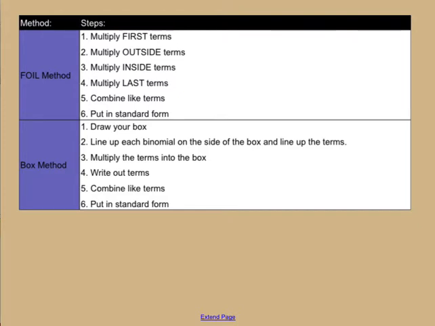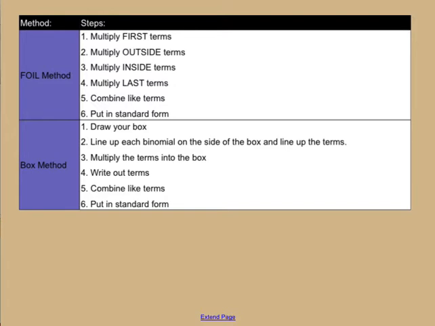The first is what we call the FOIL method. With the FOIL method, you're going to multiply first, outside, inside, and last terms. That's where the FOIL is spelled out, and that'll make more sense once we get to looking at it. I do want you to write this down just so that you have the steps when you need them.